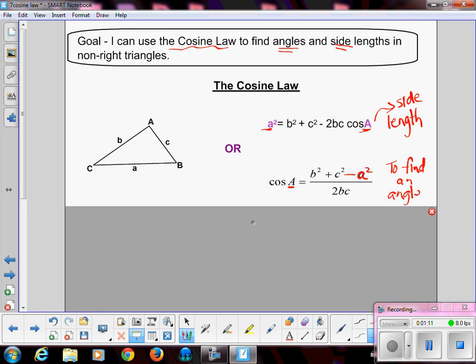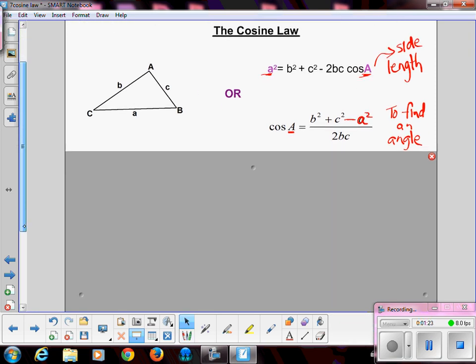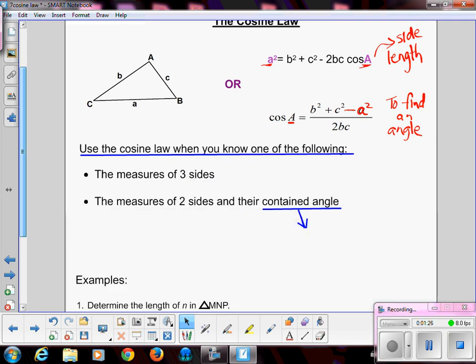Now, actually, this second formula comes from the first formula. All that's been done is it's been rearranged into this form. So neither one of those formulas, or the sine law for that matter, are you responsible to memorize. Now, so when can I use them?